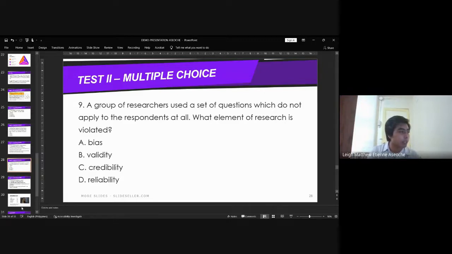Again, number 9, a group of researchers used a set of questions which do not apply to the respondents at all. Which element of research is violated? Is it A, bias, B, validity, C, credibility, or D, reliability?